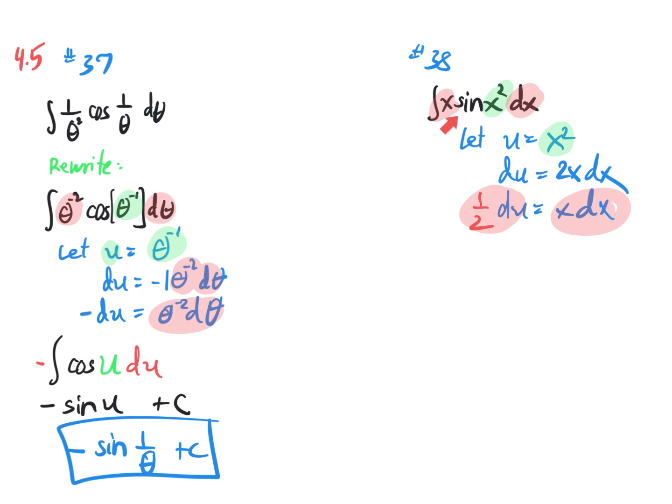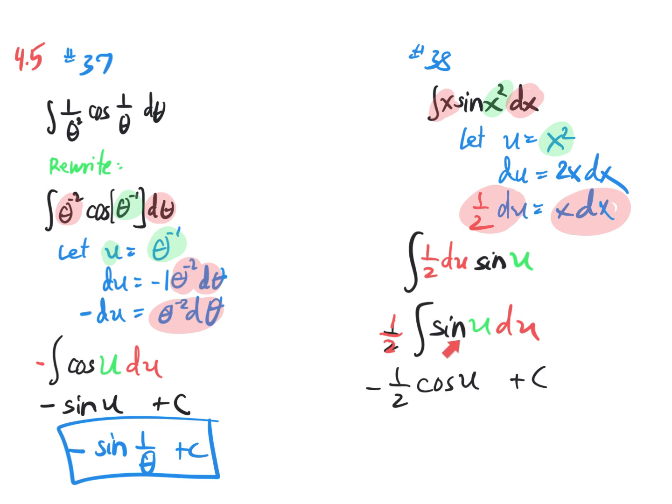And now we'll do our substitution. x dx is just 1/2 of du, that being red, and this is sine of u. So the red part is 1/2 du, that takes care of the x dx, and sine of the green part is sine of u. We'll rearrange this a little bit, sine of u du, and the 1/2 out front. So taking the antiderivative of sine is a negative cosine, so we have negative 1/2 cosine of u plus c, and our final answer is negative 1/2 cosine of x squared plus c.